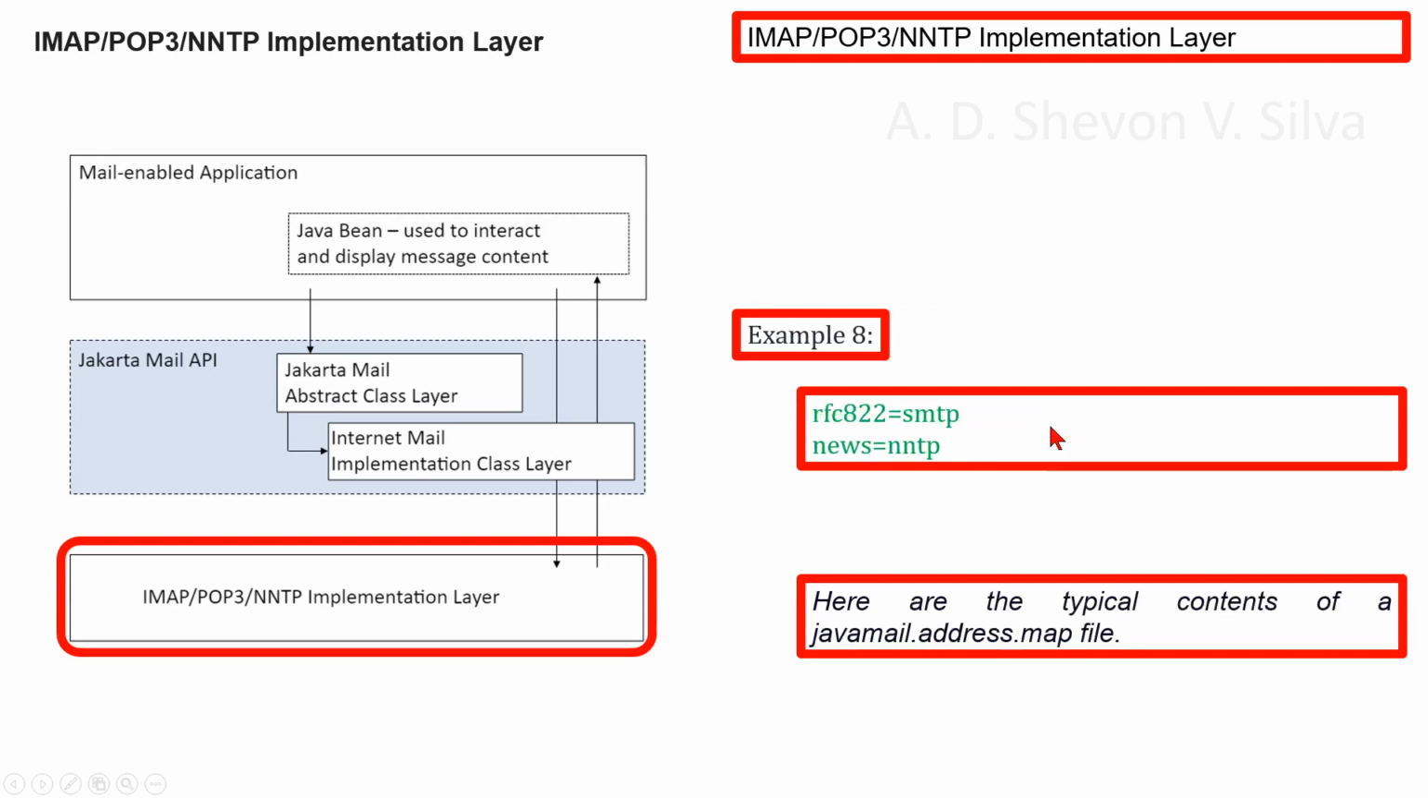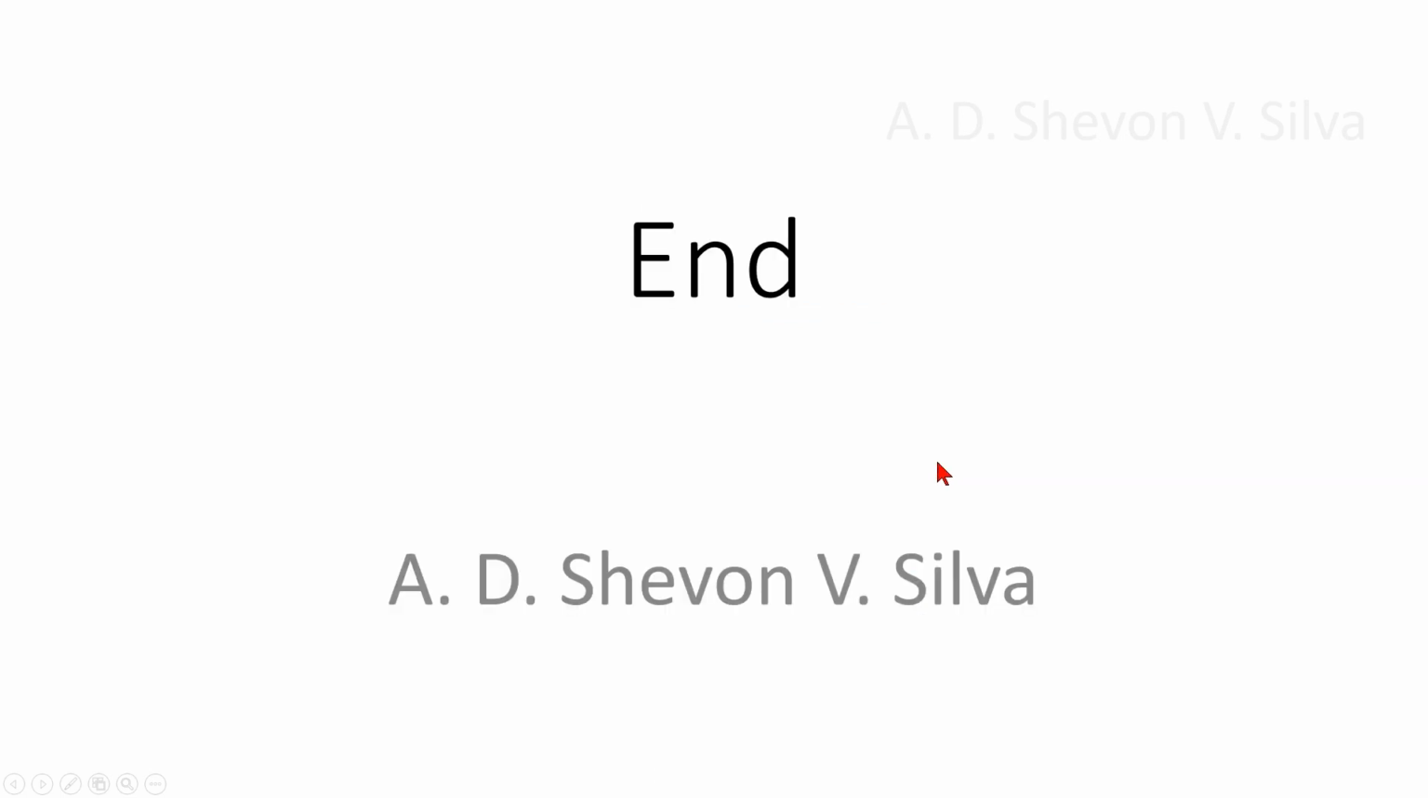As an example 8, we can consider this typical content of a javamail.address.map file. Here RFC822 equals SMTP, and rfc822=smtp, NEWS equals NNTP, news equals NNTP. This is the end of my presentation.